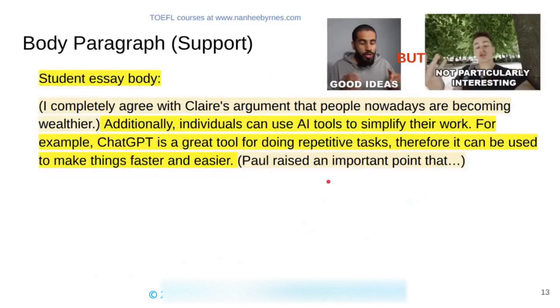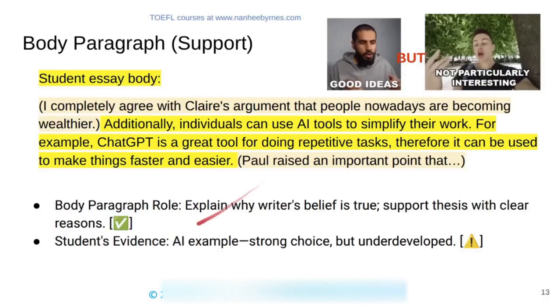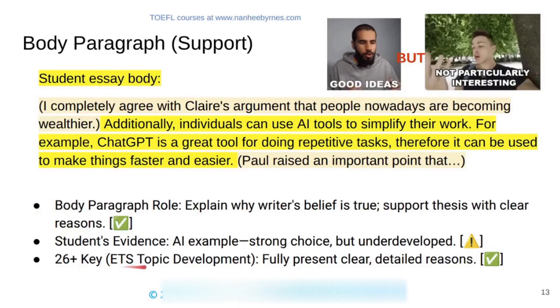Let's move on to the body paragraph, which explains why the writer's belief should be true. After the thesis statement, it is essential to support the position with clearly developed reasons. The student chooses artificial intelligence as supporting evidence, which is an excellent choice. However, the idea is not developed at all. To score 26+, you must present your reasons clearly and fully. This is what ETS refers to as topic development. Without strong development, it is very difficult to improve a score.